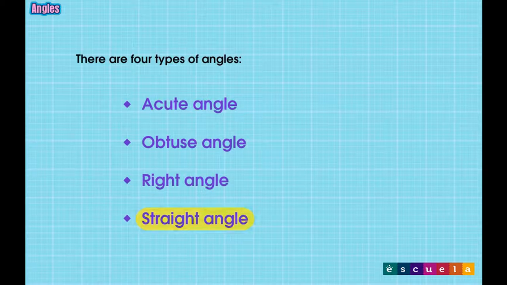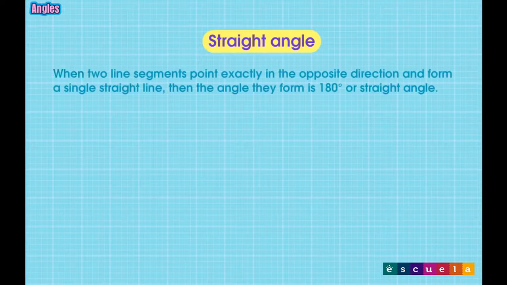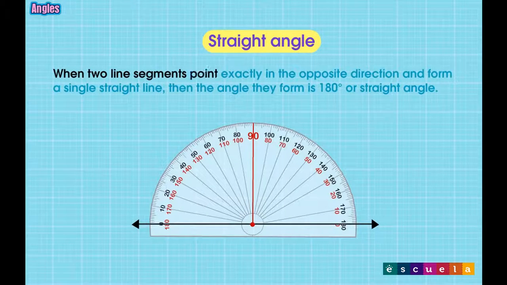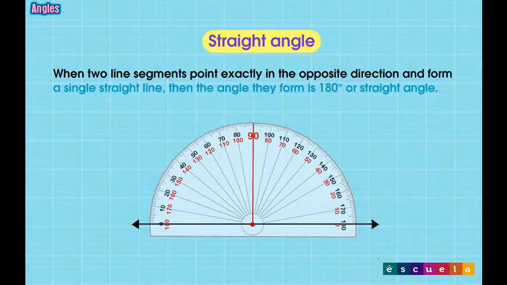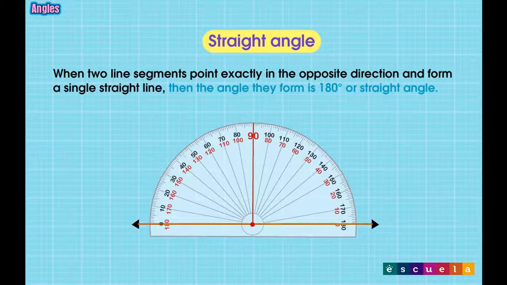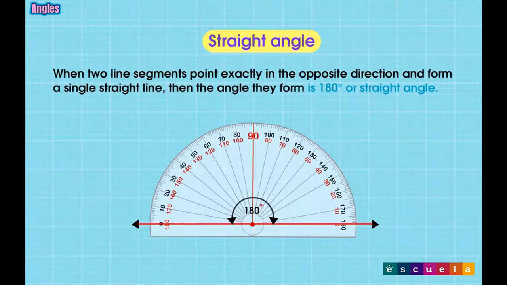Straight angle. When two line segments point exactly in the opposite direction and form a single straight line, then the angle they form is 180 degrees, or a straight angle.